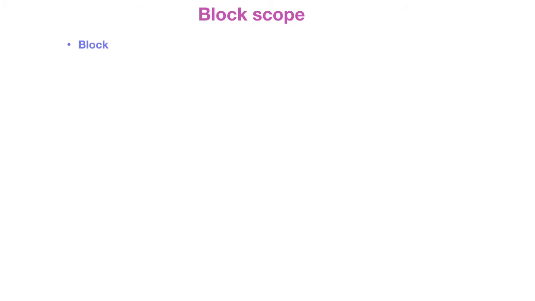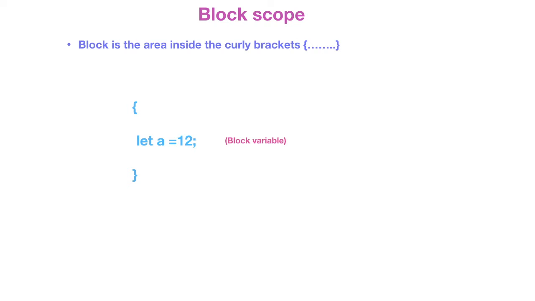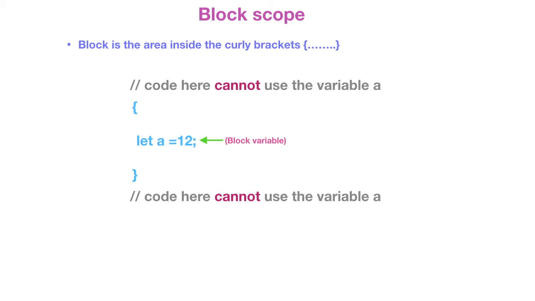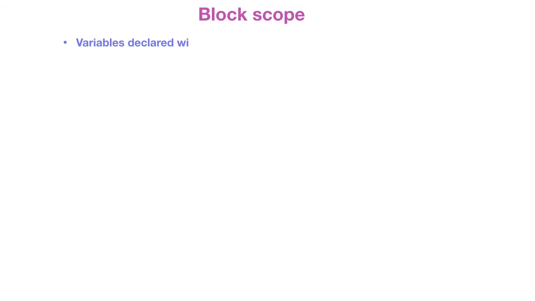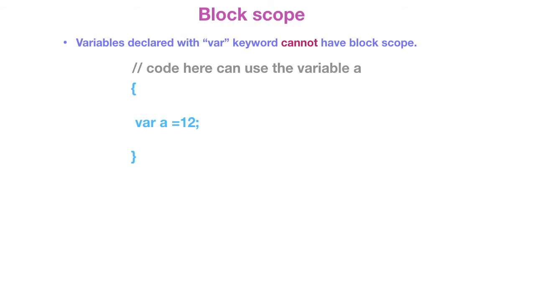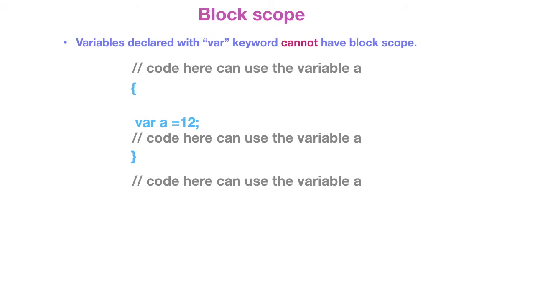Block scope is the area inside the curly brackets. Variables declared inside the curly brackets are called block variables. These variables cannot be accessed from outside the block. But variables declared with the var keyword cannot have block scope, meaning when we declare a variable using var inside any block, then those variables are also accessible outside the block, whereas let and const have block scope.